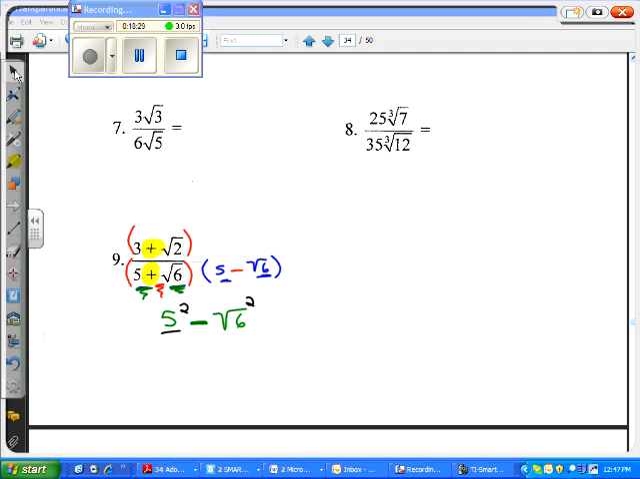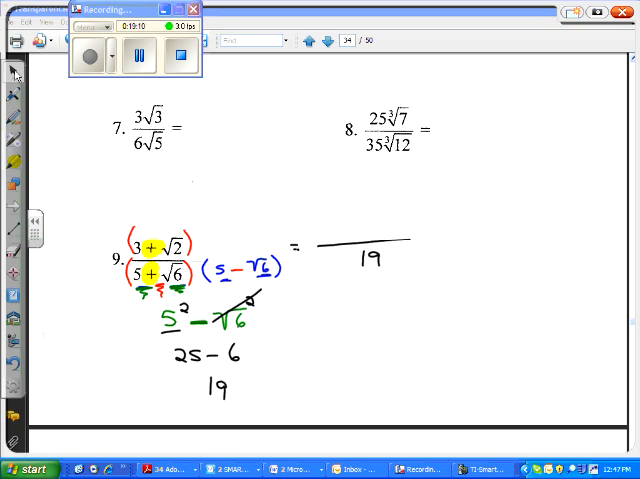Now what that gives us is 5 squared, which is 25, minus square root of 6 squared, which is 6, because the square and the square root cancel. And then 25 minus 6 would be 19. And so what that does, it rationalizes the denominator. It created a whole number for the denominator. So you might need to go back and study chapter 7 just a little bit, page 200, and then go back and study where we did this back there in lesson 9.3, pages 248 to 250.